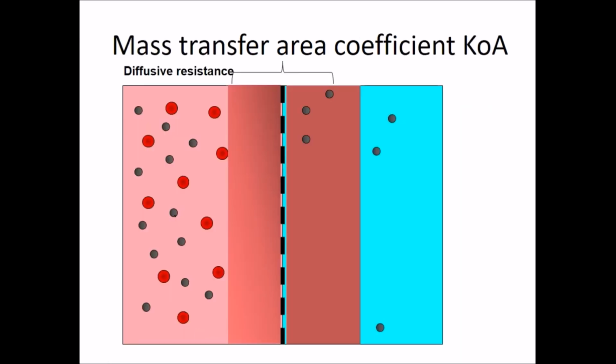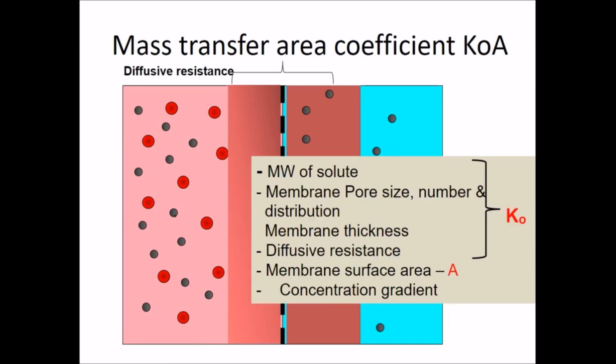The mass transfer area coefficient depends on the molecular weight of the solute, which is higher for urea, lower for other bigger molecules; membrane pore size, number, and distribution; membrane thickness, as a thicker membrane will have a lower Ko value; the diffusive resistance of the dialysis membrane; and membrane surface area, as a bigger surface area has a higher KoA value.